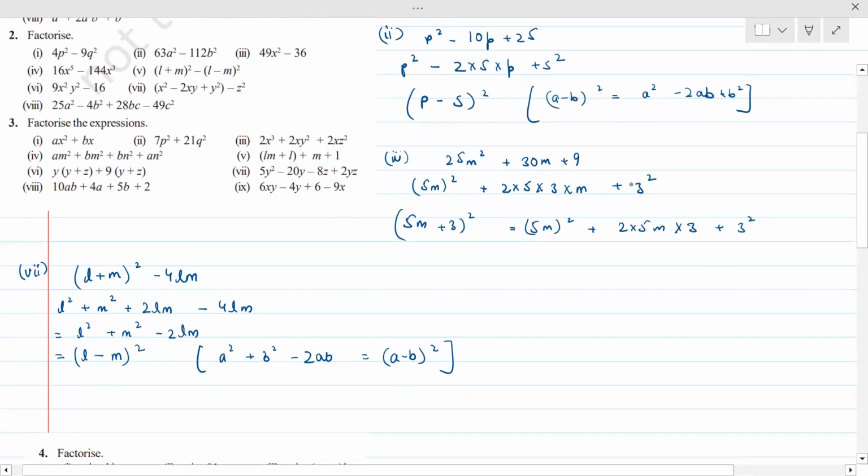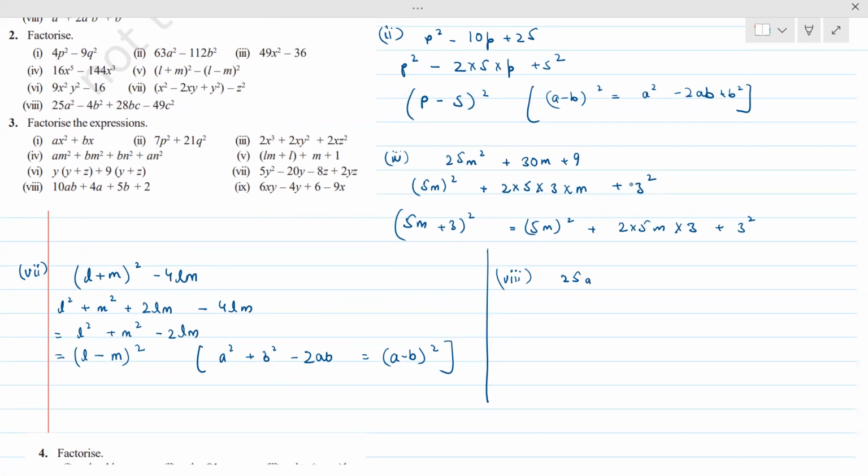If I take the eighth part, it is 25a square minus 4b square plus 28bc minus 49c square. How can we do this now? This is different, right? We can write here, this is the eighth part.